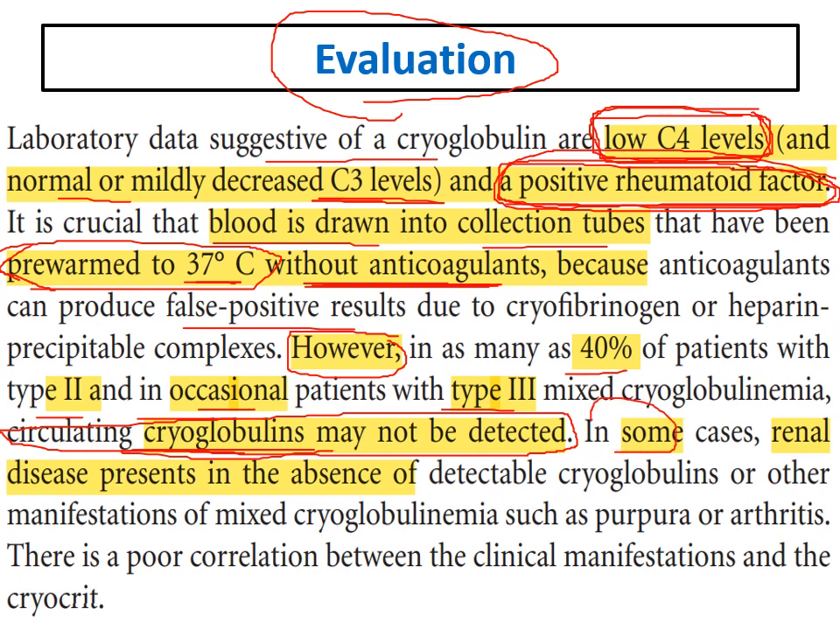Also, in some cases, renal disease is present in the absence of detectable cryoglobulins or other manifestations of mixed cryoglobulinemia, such as purpura and arthritis. And here we depend mainly on the renal biopsy. There is a poor correlation between clinical manifestations and the presence of cryoglobulins in the lab. So when I suspect it, I should ask for C4, C3, and rheumatoid factor.